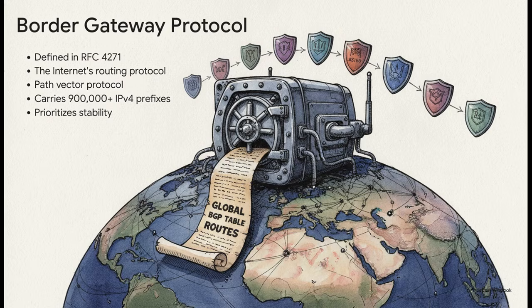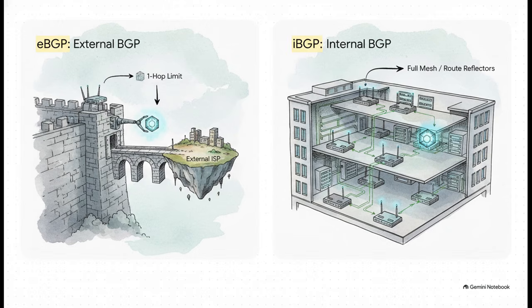But unlike OSPF, which builds a map, BGP is a path vector protocol. It tracks the exact sequence of AS numbers a route has passed through. And because it's carrying this massive global table of over 900,000 IPv4 prefixes, BGP is built to prioritize rock-solid stability and strict policy control over raw speed. Slow convergence is totally fine for BGP because on a global internet scale, stability is way more important than instantaneous updates.